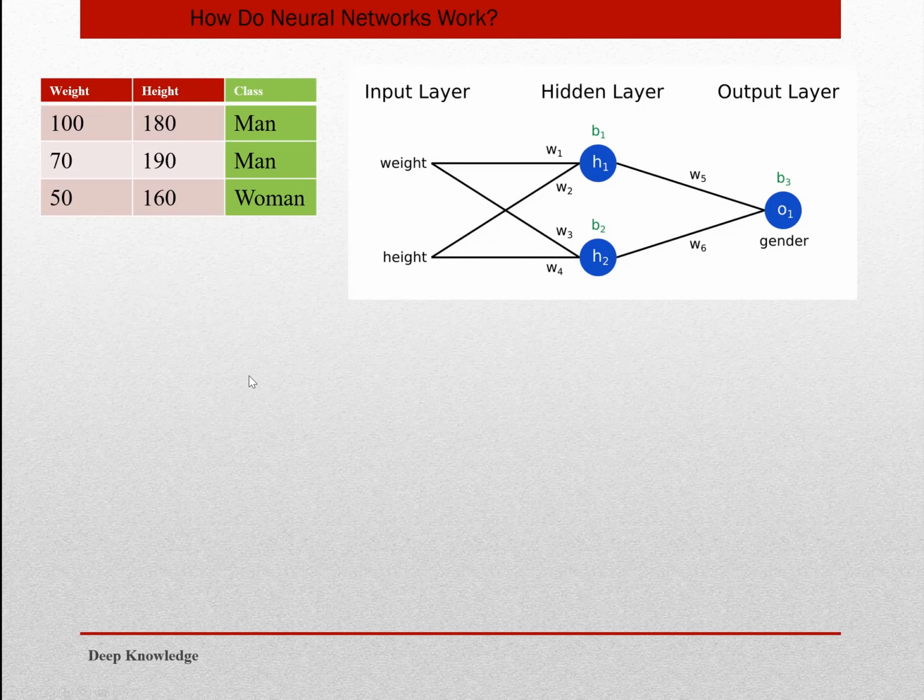And how does the neural network work? Let's assume we have this short table with weight and height, and we would like to classify whether this is a man or a woman. It's just random data, not real. So here we have an input layer, weight and height, and a hidden layer. Let's say we have only one hidden layer, but with two neurons. The output layer is one layer with one output: man or woman.